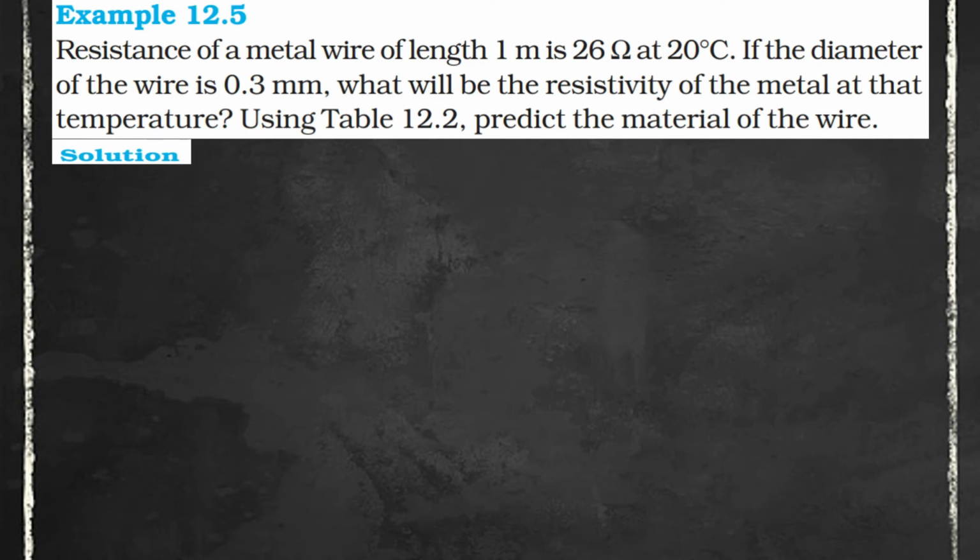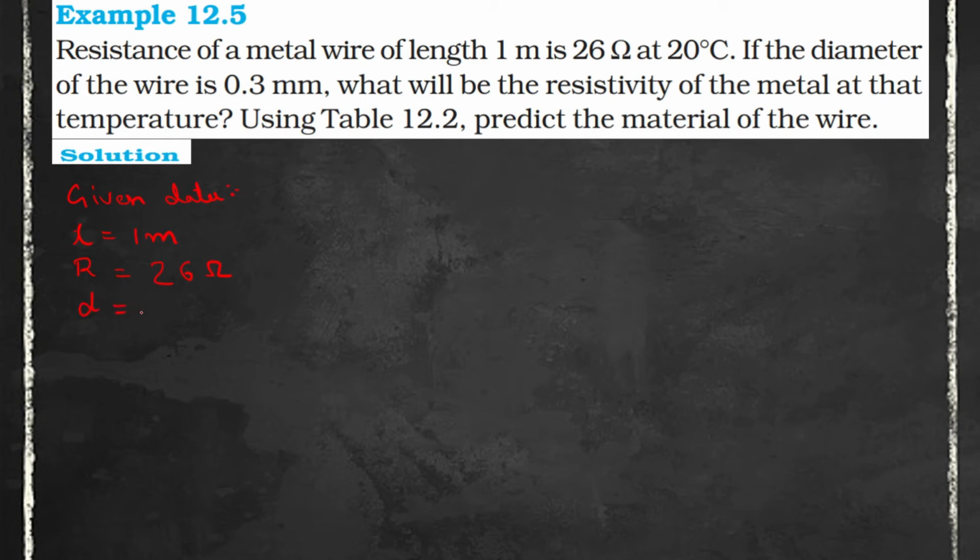Question is, resistance of a metal wire of length 1 meter is 26 ohms at 20 degrees centigrade. So here we have a metal wire, but we don't know the material of this metal wire. So let's start writing given data. We don't know the material, but the length of material is given as 1 meter and resistance of the material is given as 26 ohms.